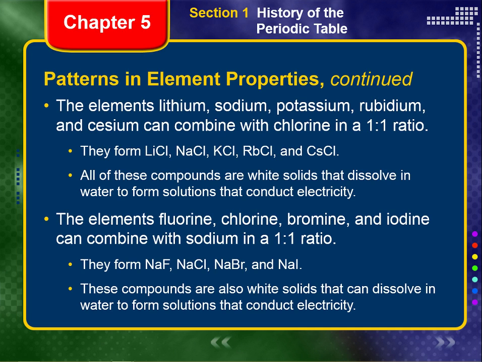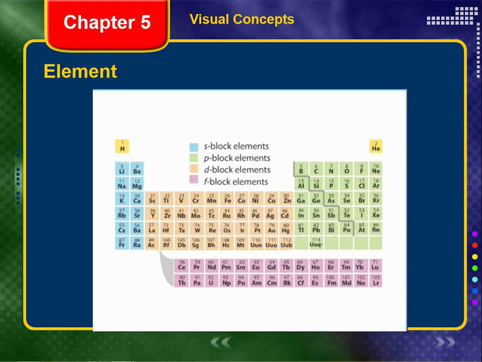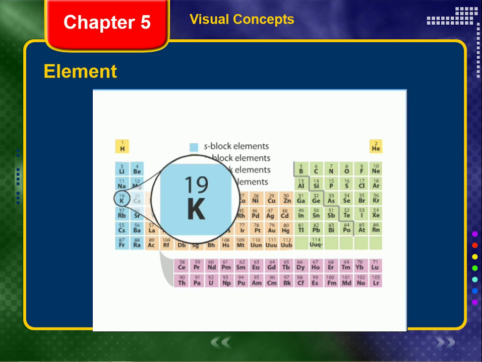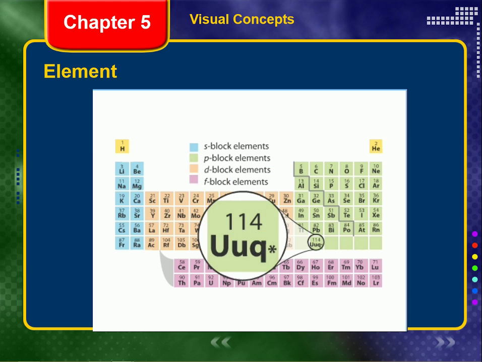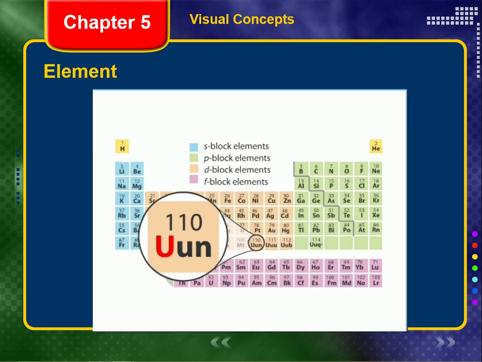The elements fluorine, chlorine, bromine, and iodine can combine with sodium, for example, also at a 1-to-1 ratio. They'll form sodium fluoride, sodium chloride, sodium bromide, and sodium iodide. All of these compounds are also white solids that can dissolve in water to form solutions that conduct electricity. And so we see that when we deal with elements in the same group, they have similar characteristics. All elements are organized by their properties on the periodic table. All elements are denoted by 1, 2, or 3-letter symbols. The first letter of the symbol is always capitalized.